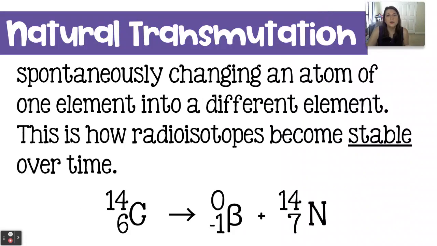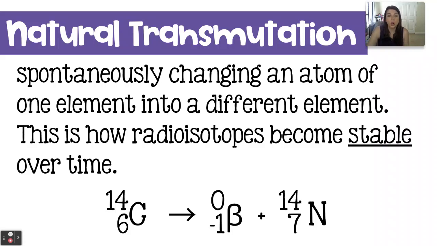The first type of nuclear reaction is called a natural transmutation. In this case, your radioisotope is not stable. So it is going to degrade over time, and it will spontaneously change from one element into another because it's just emitting stuff out of the nucleus. The goal here is for your radioisotope to become stable over time. It's kind of related to half-lives, which we will talk about later.